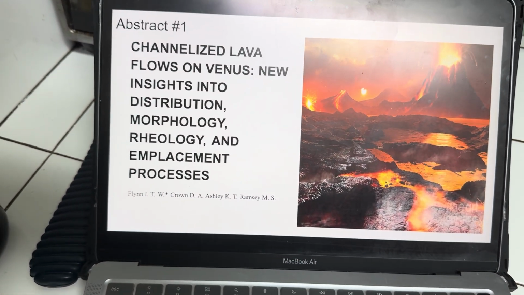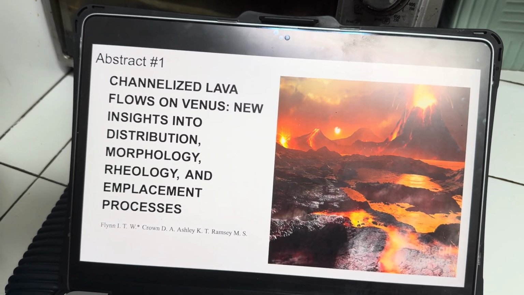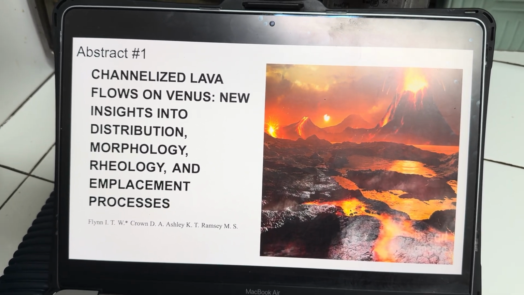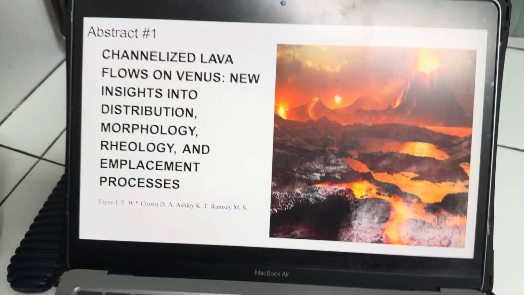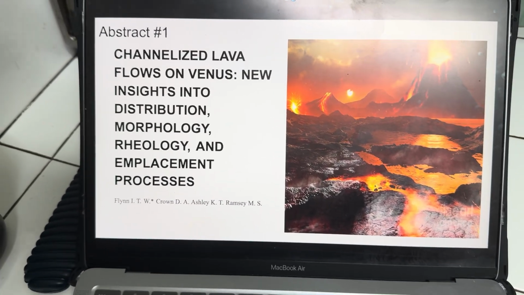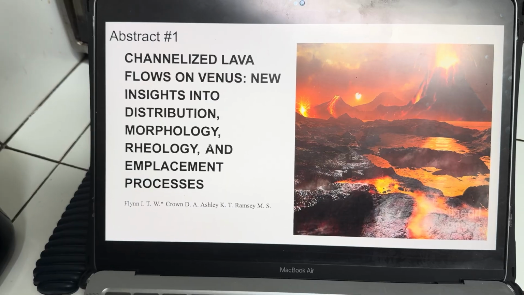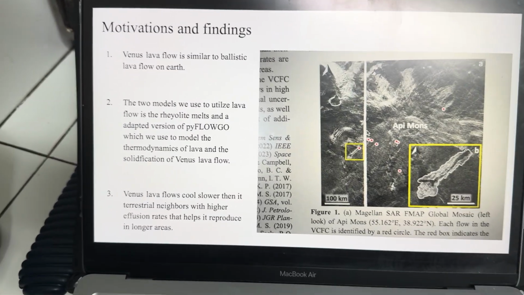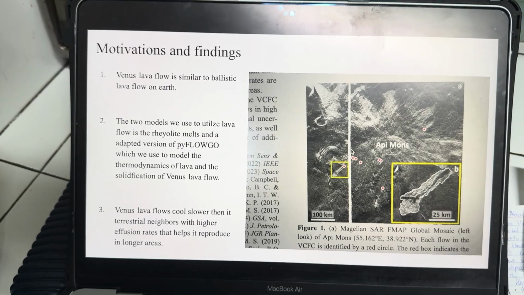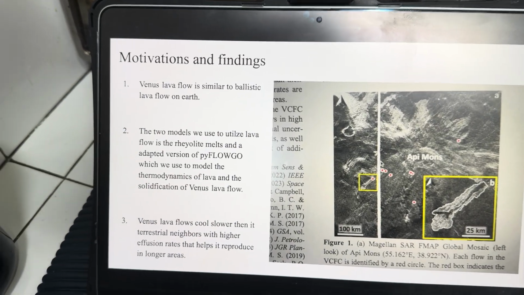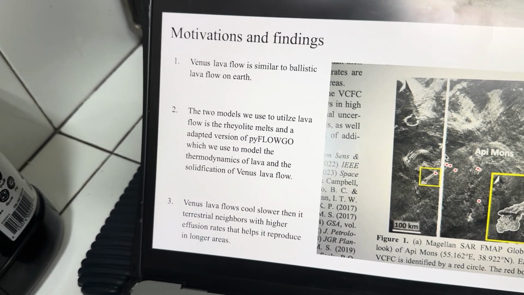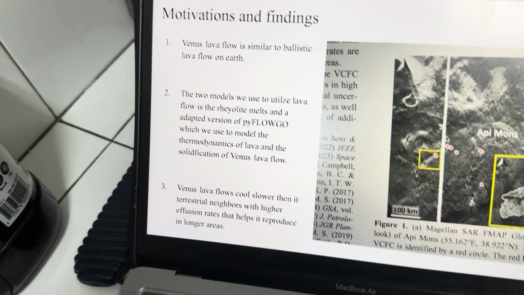This is my first abstract, Channelized Lava Flow on Venus: New Insight into Distribution, Morphology, Rheology, and Emplacement Process. And these right here are the authors of this. Venus's lava flow is similar to ballistic lava flow on Earth, so it has a lot of lava with a lot of eruption on it.